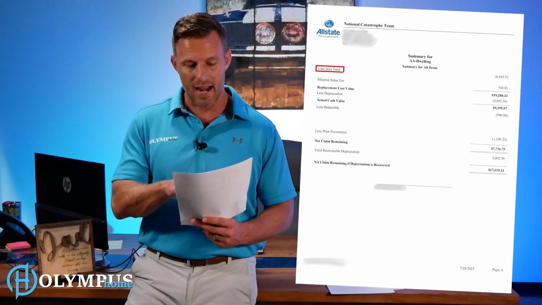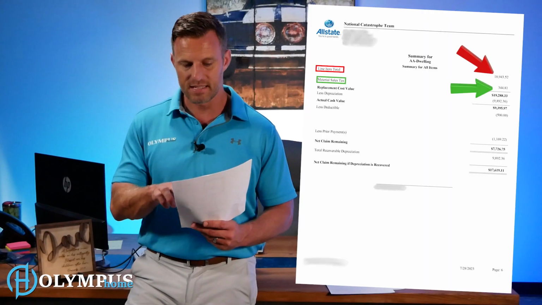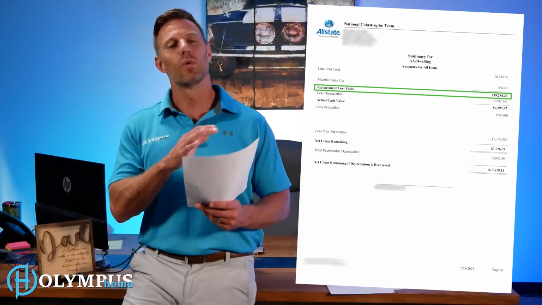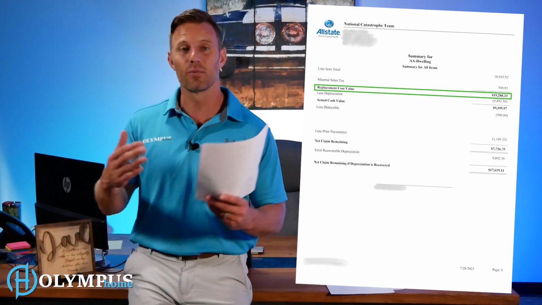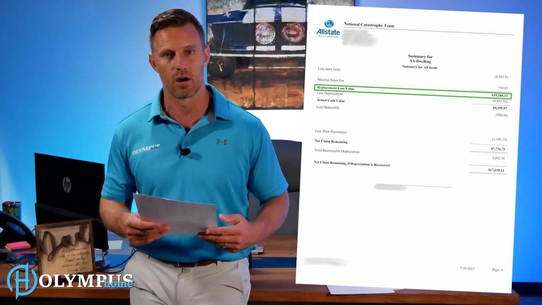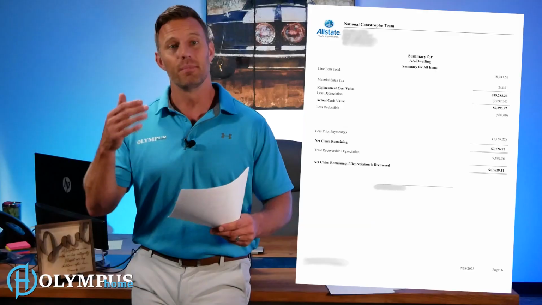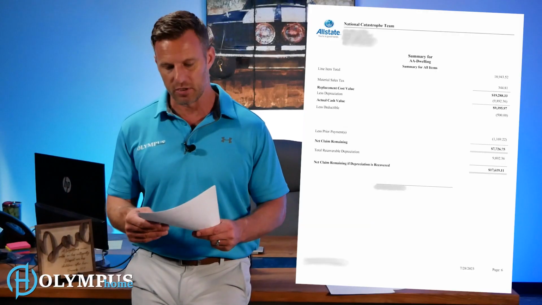You're going to see your line item total, the material sales tax, which gives you the replacement cost value of the home. Now, the way insurance companies work is they write an estimate for this replacement cost value. Then they apply depreciation to it depending on the age of the roof. So if it's a 30-year shingle and it's 15 years old, they're going to apply a 50% depreciation, meaning they're going to cut that replacement cost value in half.